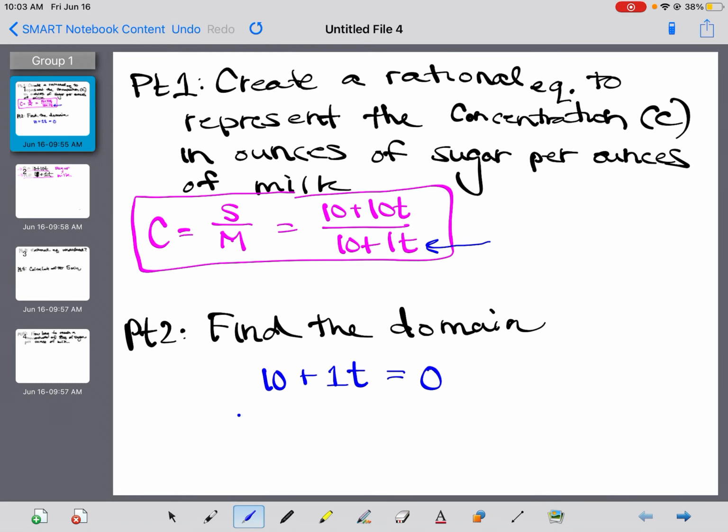Now we solve. I'm going to subtract 10, so t, which is 1t, is equal to negative 10. So the domain of the concentration equation is all real numbers where t cannot equal negative 10, because if I plug negative 10 back into your equation, I get a 0 on the bottom.